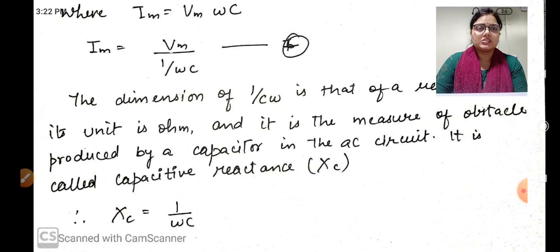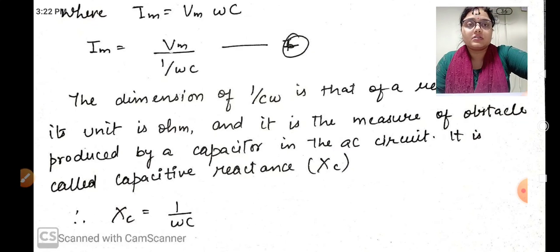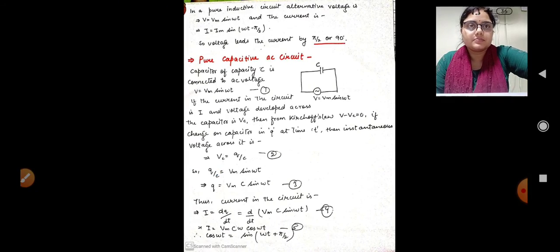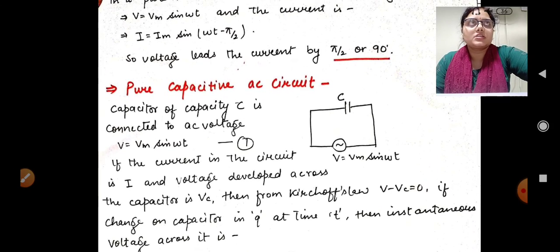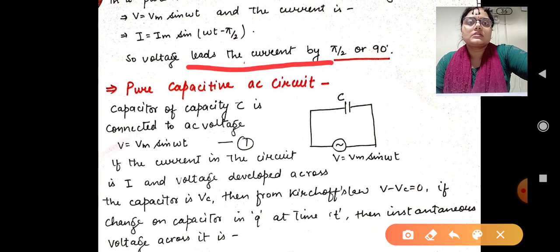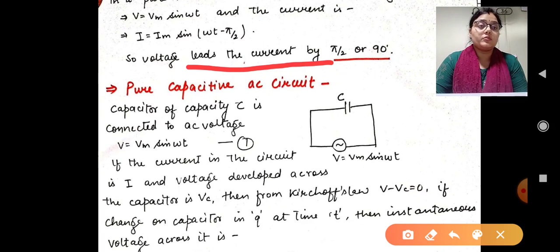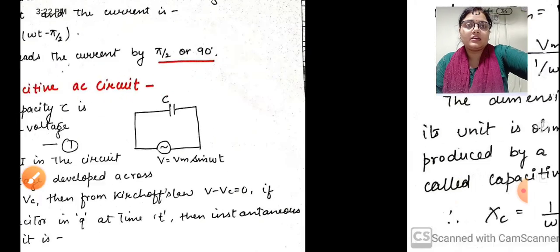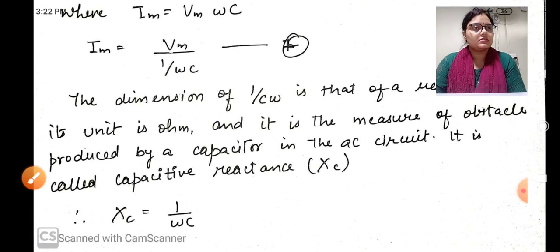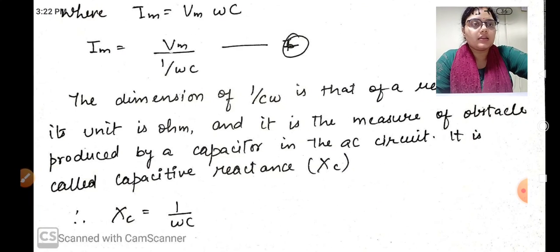Like in the inductive circuit, I mentioned that the voltage leads the current by pi by 2. Like this you have to mention it for the capacitive AC circuit. Okay, clear? Fine.